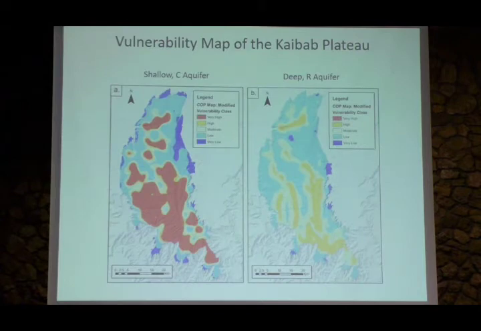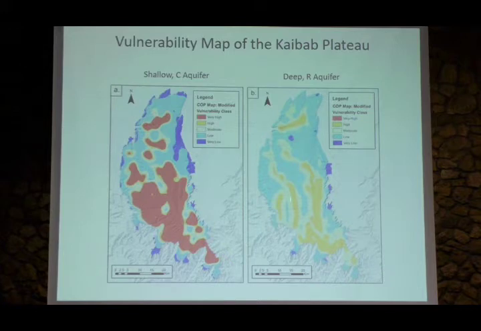We used sinkhole density and fractures to create a vulnerability map. This is of the shallow C aquifer using mostly sinkhole density. These red spots would be your high vulnerability to contamination regions. And for the deeper R aquifer, this includes the location of faults and fractures as well.